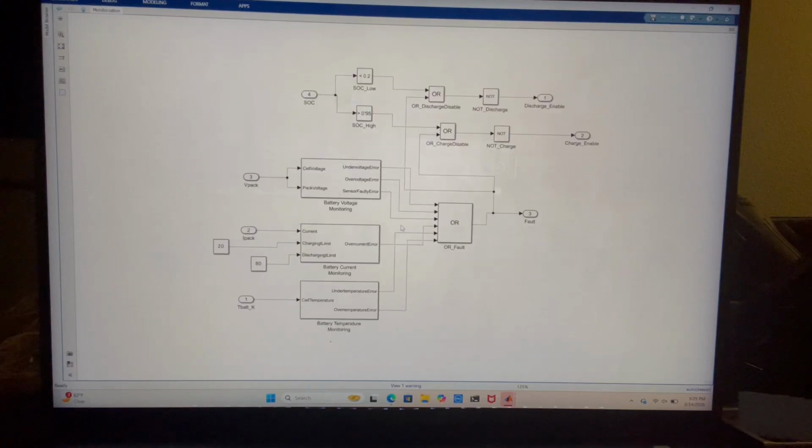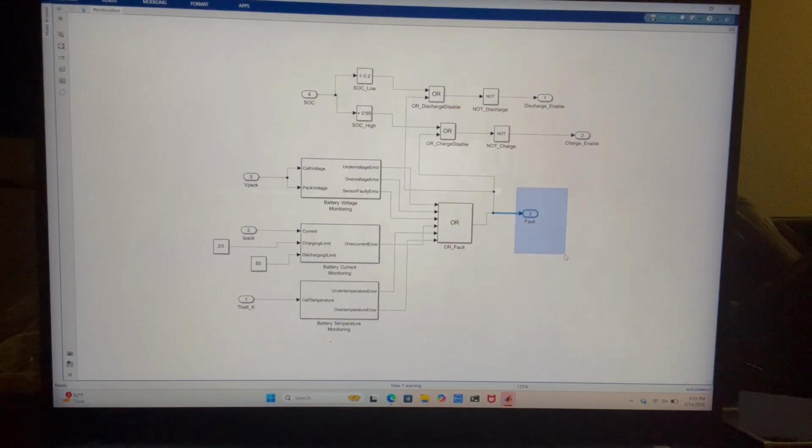This is our measurement monitoring. This is constant. This is just the charging limit with 20% and discharging 80%. That's the limit. So if the battery is above 20% charged, charge it. If the limit is at 80%, then discharge and do not charge it. We have a temperature. But if the state of charge is less than 20%, then discharge is disabled, a fault occurs, which shuts off the DC-DC.